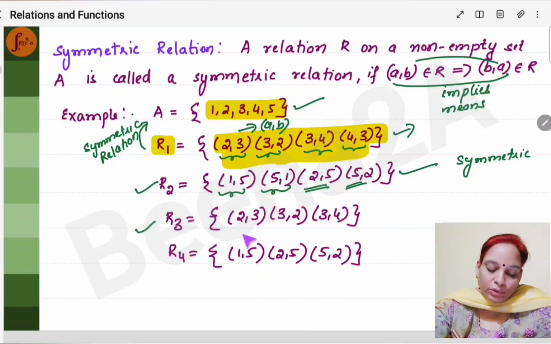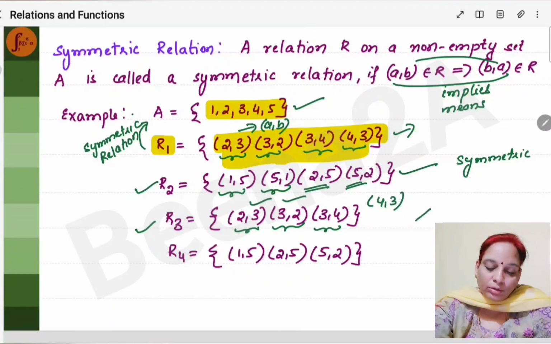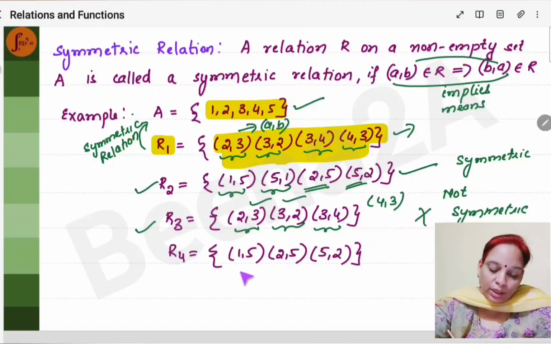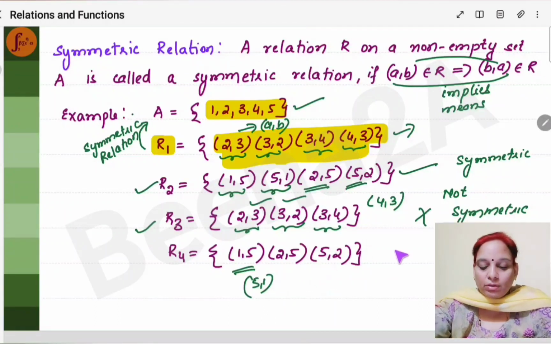Now let's take the third one, R3. So you have these ordered pairs. You have 2 comma 3, so we should have 3 comma 2. This is there. Here you have 3 comma 4, but we don't have 4 comma 3. So this is not symmetric. Another example. Here we have 1 comma 5. The opposite of this is 5 comma 1. 5 comma 1 is not there in this set. So this is also not symmetric.